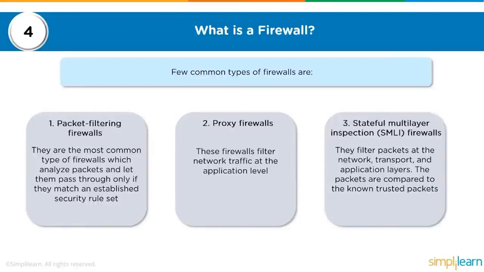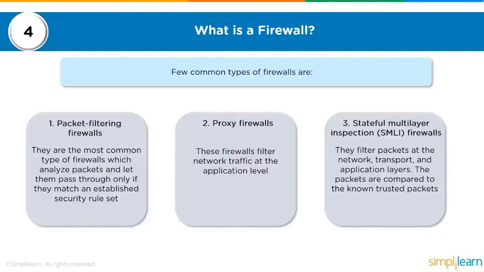And the third one is a stateful multi-layer inspection firewall. These filter packets at the network, transport, and application layers. So they basically do the job of the first and the second type of firewalls. The packets are compared to known trusted packets. But now the first question is, if there is a stateful multi-layer inspection firewall, why do we have type 1 and type 2 firewalls like packet filtering and proxy firewalls? That is because that is how the firewalls have evolved. We started off with the packet filtering, then we added functionality to it, and so on and so forth.